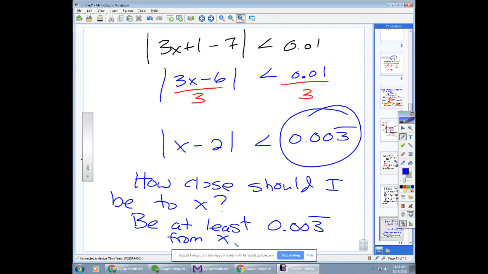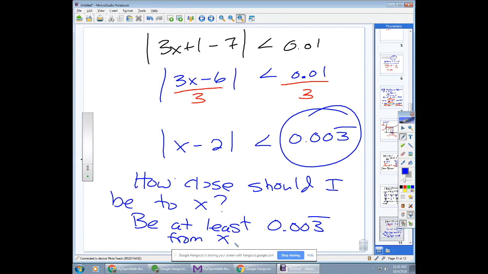Okay, so if this was on a physical test and I said, here's the function, here's a, I would ask you to find the limit. And then I would give you epsilon and I would say, please find delta for me. Right? And if you wanted to get extra brownie points from me, instead of just saying delta is 0.003 repeating, you would say that means be at least this close to x.